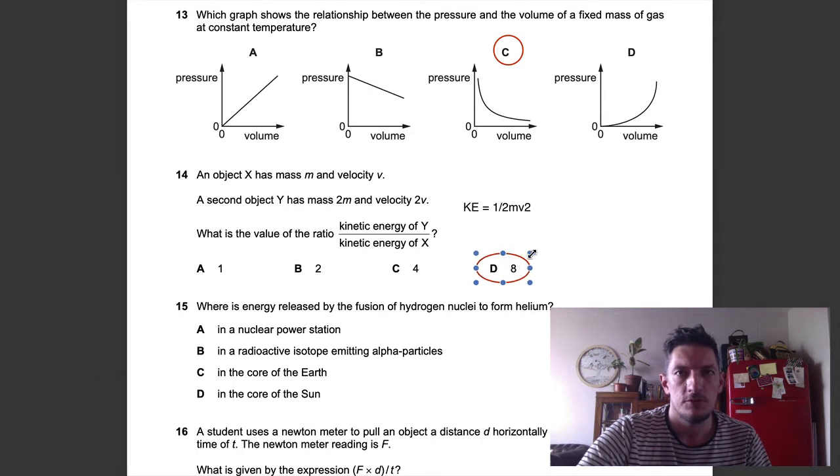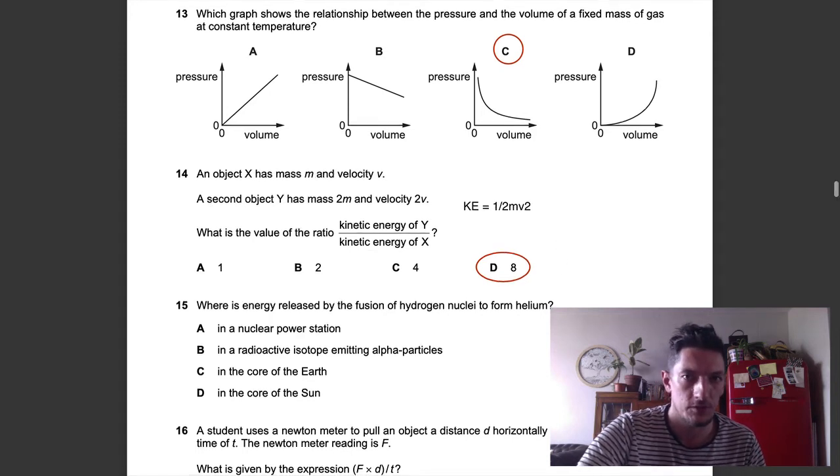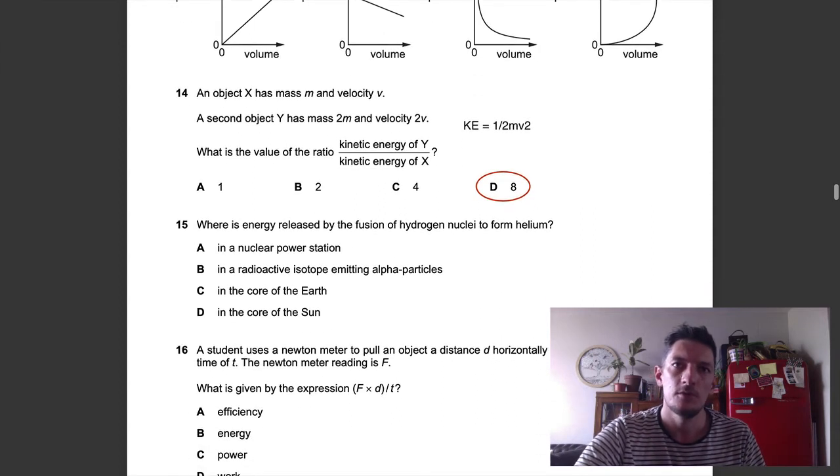There is another way you can do this by subbing in 2m in here and 2v in there and comparing it to the original. And because 2v squared in brackets is 4v squared, that means 4 times bigger. And then there's the other 2 as well. 4 and 2 together getting you 8. So this object's twice as heavy and twice as fast, now got 8 times more energy.